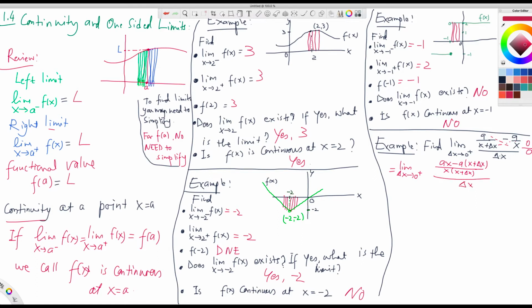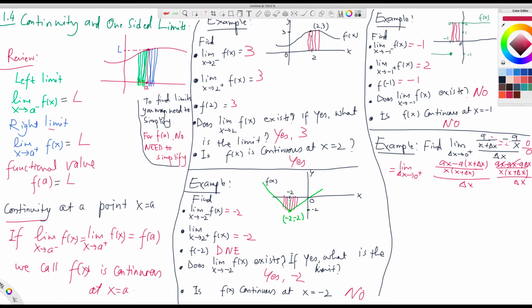That whole divide thing is here. Okay, so how do you simplify that? On the top, you can write 9x minus 9x minus 9 delta x. You see that? Divide by x times x plus delta x, and then divide by delta x there, right? So you can cancel out that positive 9x and negative 9x.